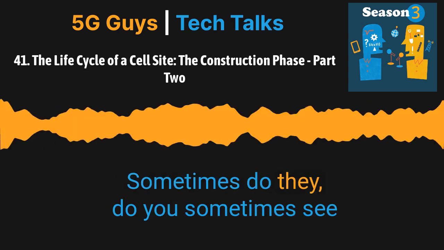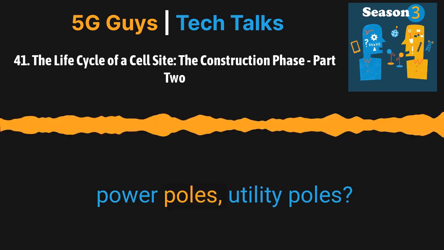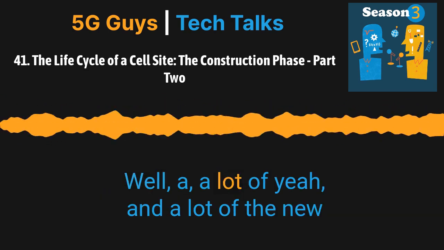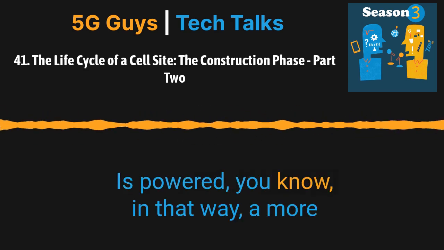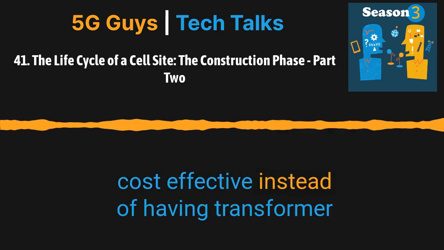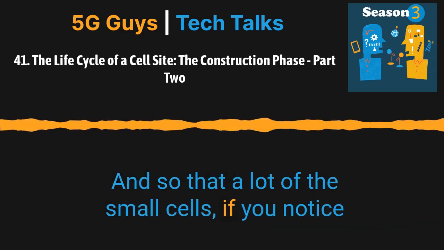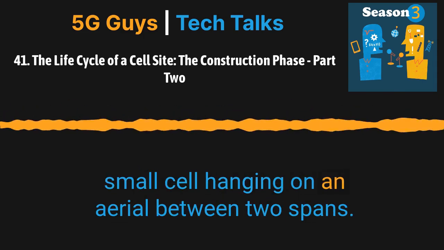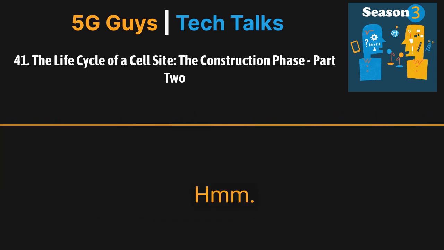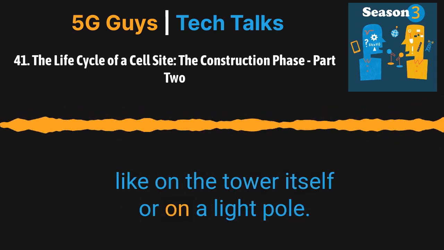Sometimes do you see power brought in through aerial feeds, like power poles, utility poles? Yeah, a lot of the new small cell technology is powered in that way, and it's more cost effective instead of having transformer locations down below. If you notice in some large cities, you look up, you might see a small cell hanging on an aerial between two spans. A lot easier to deploy. You're really not taking up real estate per se, like on the tower itself or on a light pole.